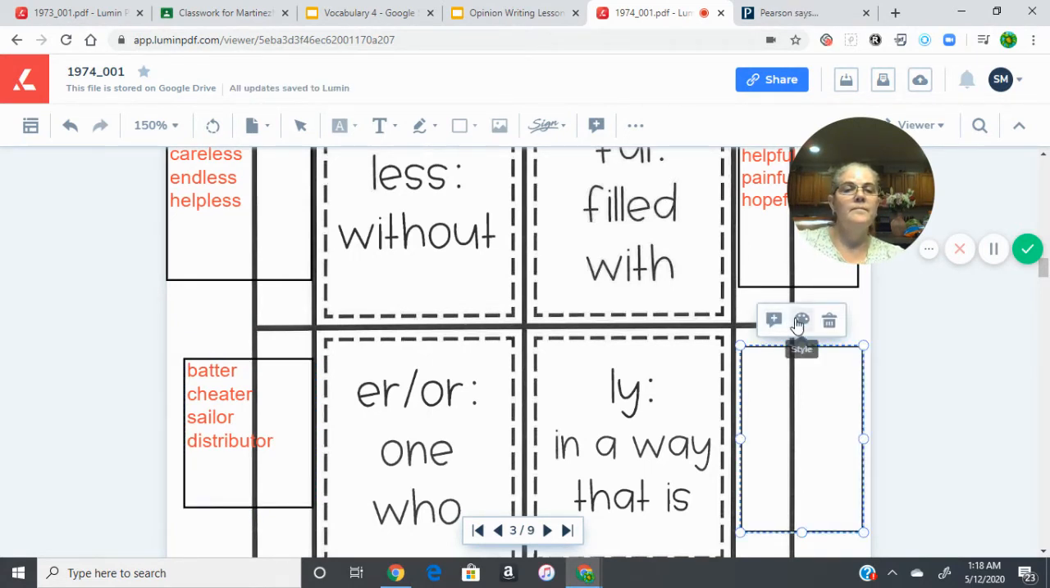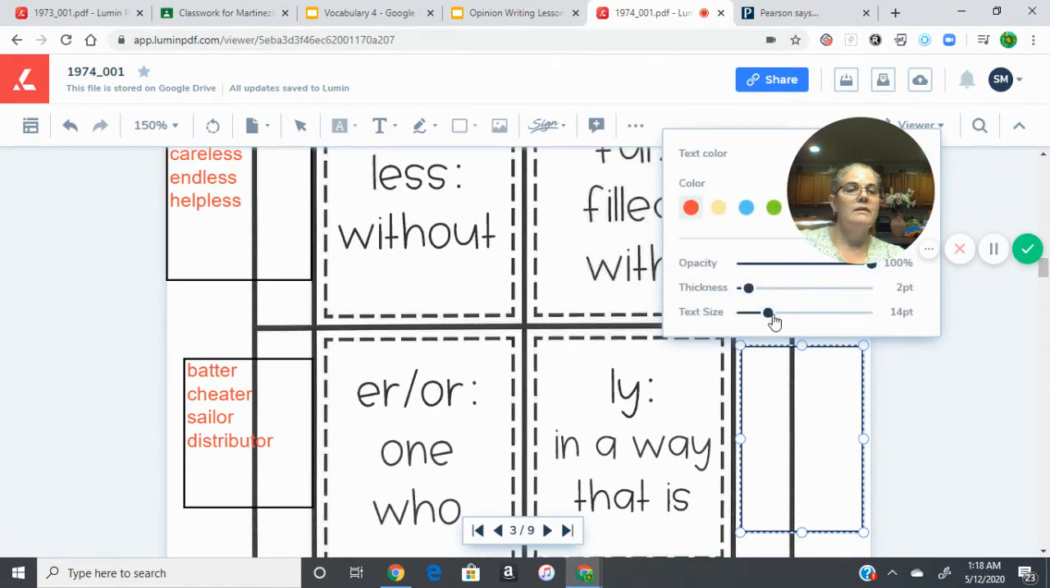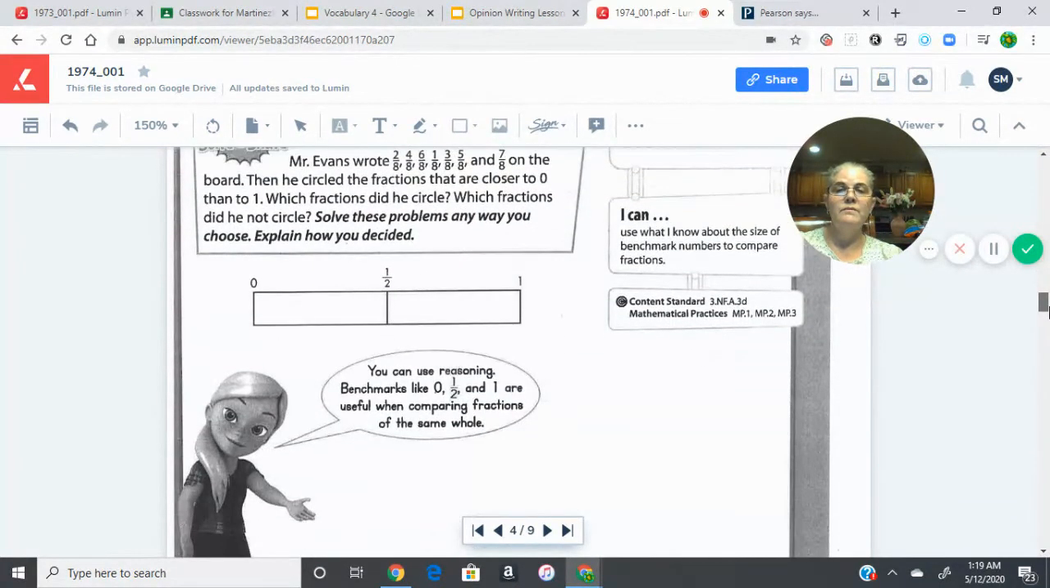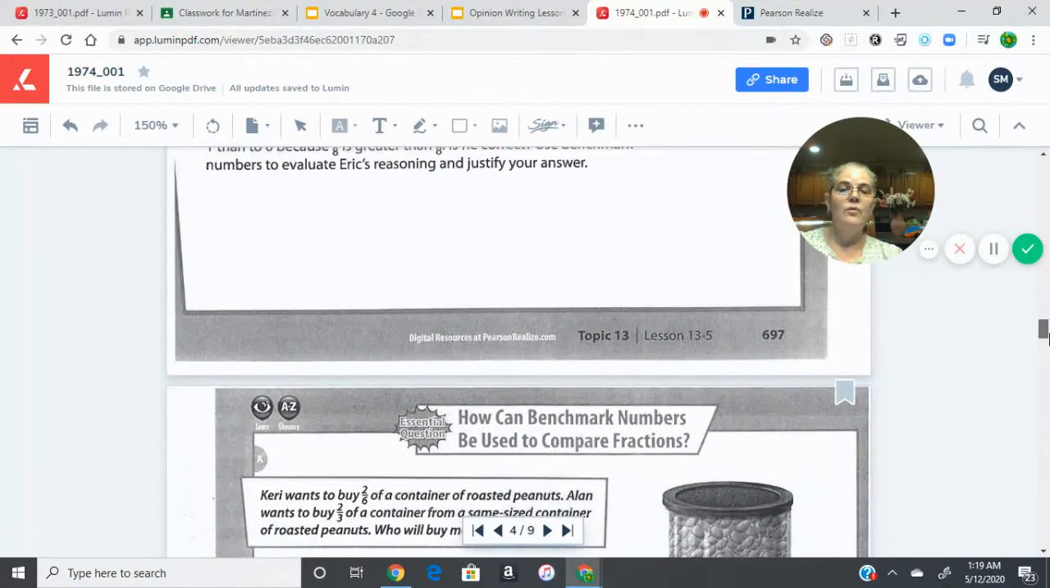On this one, let me get my size right here. We have -ly, in a way that is. So angrily, they did it in a way that was angry. Anxiously, they did it in a way that is anxious. Correctly, they did it in a way that was correct. And finally, they did it in a way that is final. So go ahead and pause this if you need to and get those written down. And then when you're finished with that, grab your Envision workbook.